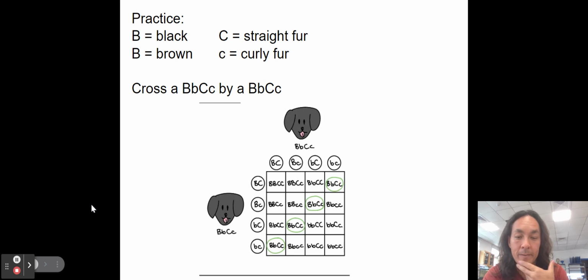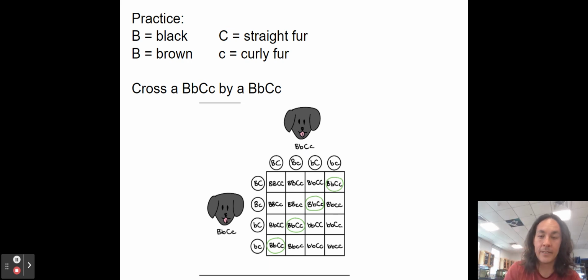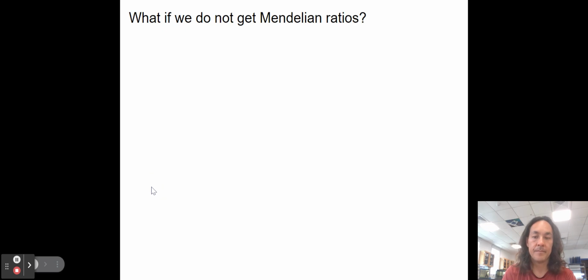All right, here's what you hopefully got. So we did first, outer, inner, last, and here are the gametes, and you're going to get a 9-3-3-1 ratio for these dogs here.